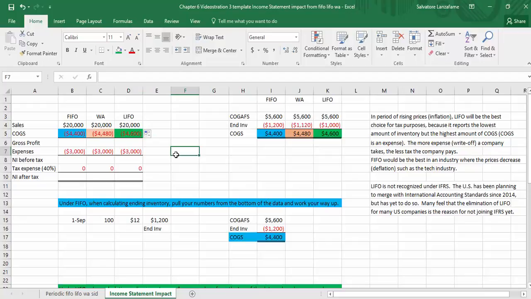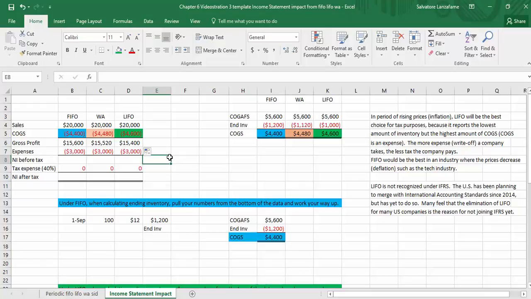So no matter what scenario is chosen, the decision for FIFO, weighted average, and LIFO comes into impact ending inventory, which then impacts COGS. So your sales are not affected by the decision. Let's see the result of this subtraction. If we do it under FIFO, we get 15,600. And let me just drag this across one more time. And you can see we've got 15,520 for weighted average and 15,400 for LIFO.